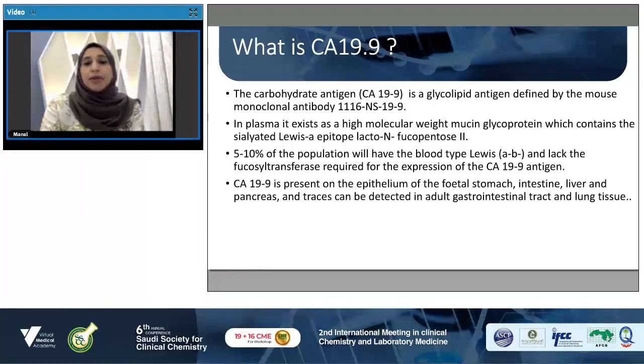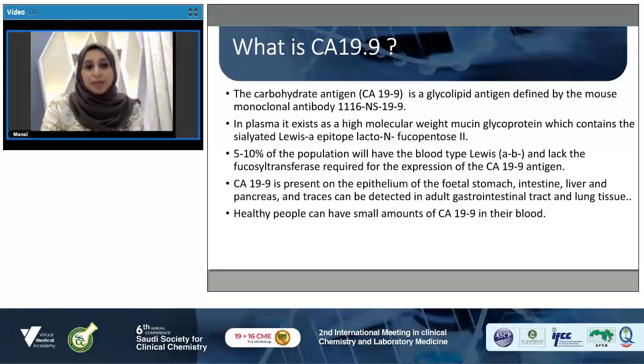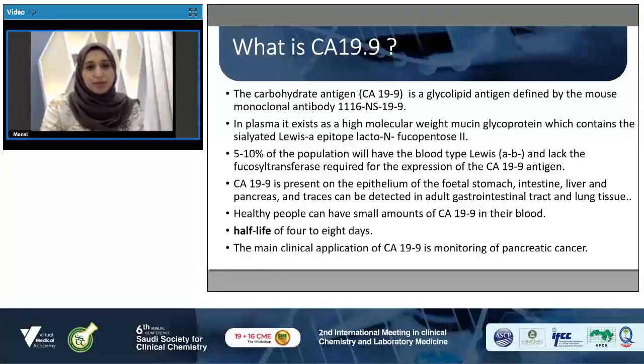CA19.9 is present on the epithelium of the fetal stomach, intestine, liver, and pancreas. A trace amount can be detected in the adult gastrointestinal tract and lung tissue. So healthy people can have a small amount of CA19.9 in their blood. The half-life of CA19.9 in healthy people is around 4 to 8 days, and the main clinical application for CA19.9 is to monitor pancreatic cancer.